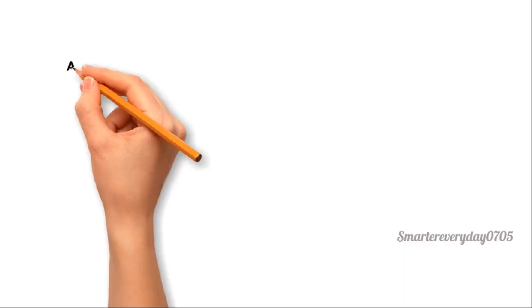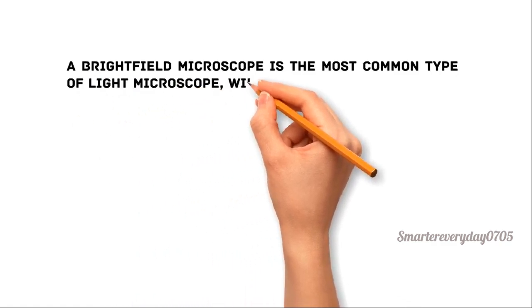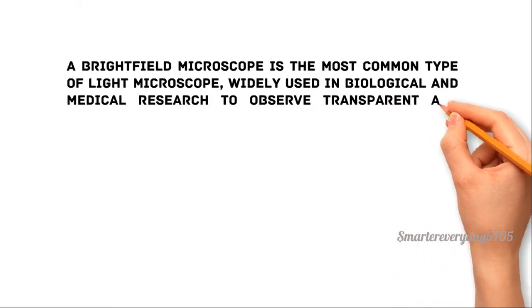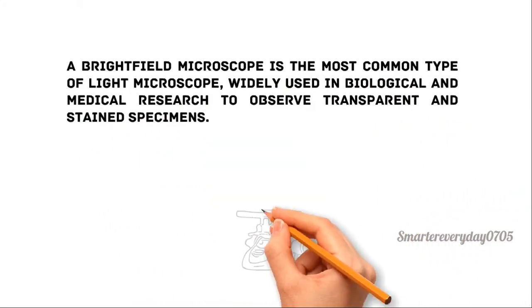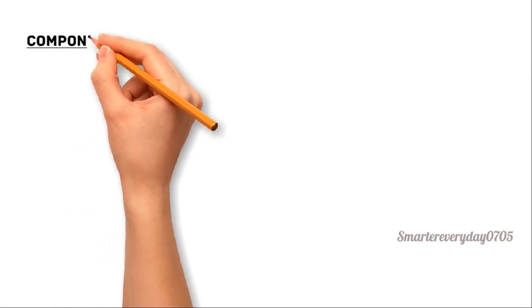A bright field microscope is the most common type of light microscope, widely used in biological and medical research to observe transparent and stained specimens. Here's a detailed explanation of its components, working principle, advantages and limitations. Components of a bright field microscope.